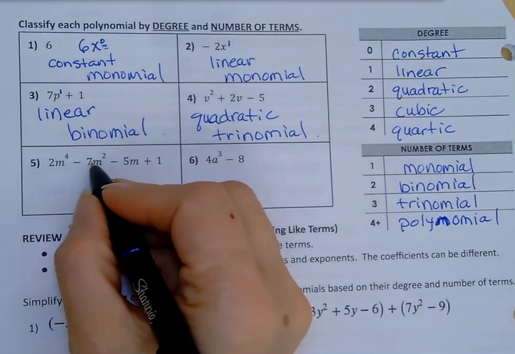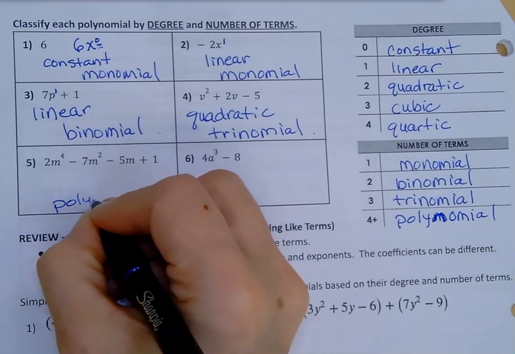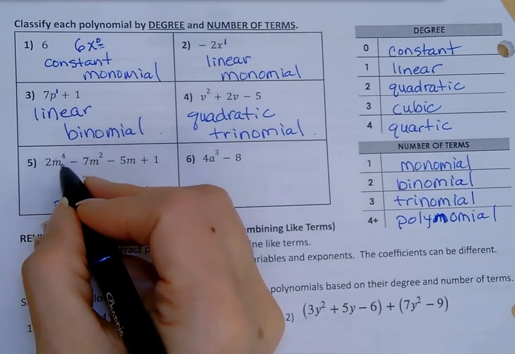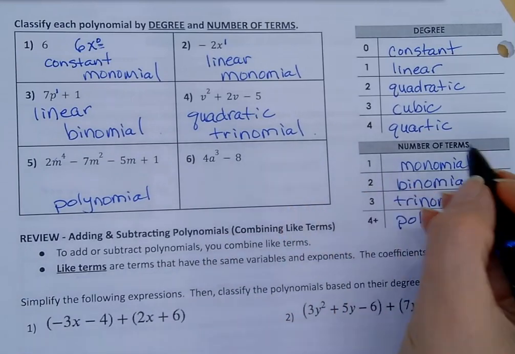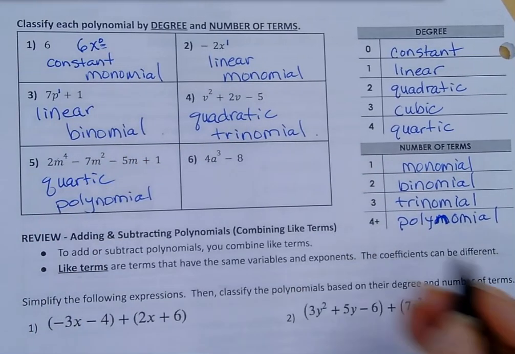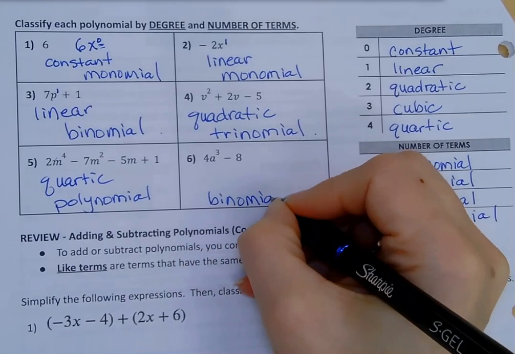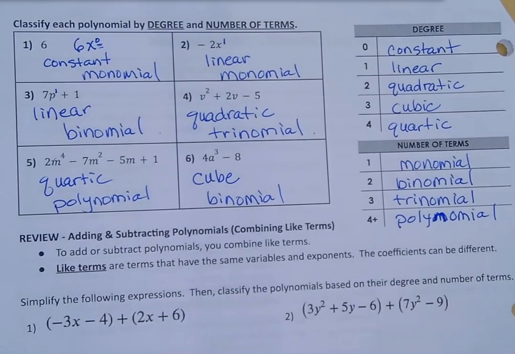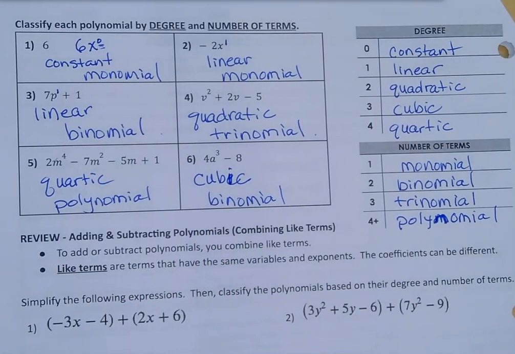Okay, 1, 2, 3, 4. I have 4 terms, so I'm just going to call this a polynomial. And now I have to think about that degree. That's the one that's 4, so I would want it to be quadratic, but it's not because 4 is special. It's quartic. Quartic. Okay, and then finally 1, 2, 2 terms, so it's binomial. What's my highest degree? 3. So it's a cube. It's cubic. Whoops, sorry. I need to say cubic. Pretend I wrote cubic instead of cube.